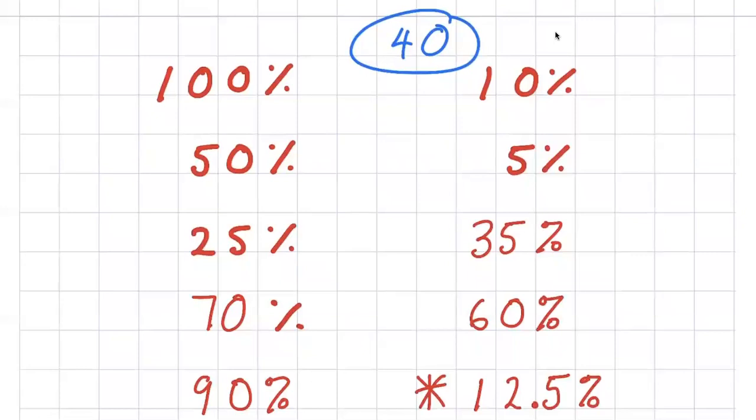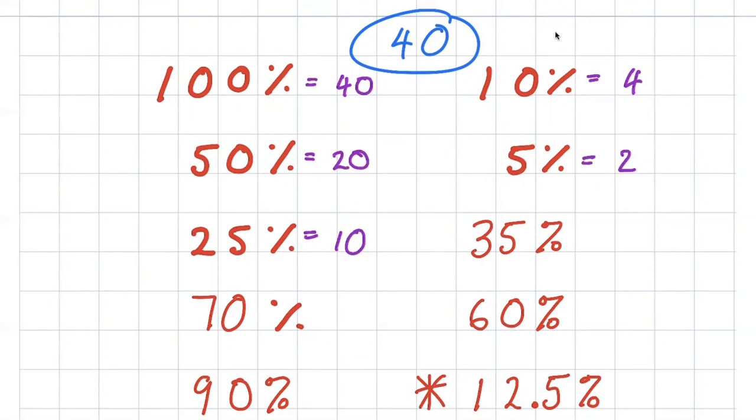Okay, so we've got 100%. I'm sure everyone's got this one. 100% of 40. All of 40 is 40. Half of 40, or 50%, is 20. 25% is half of that amount. That's 10. Let's go to the other ones on the other side. 10% of 40 is 4. 5% is the same as half of that amount, so 5% is worth 2.